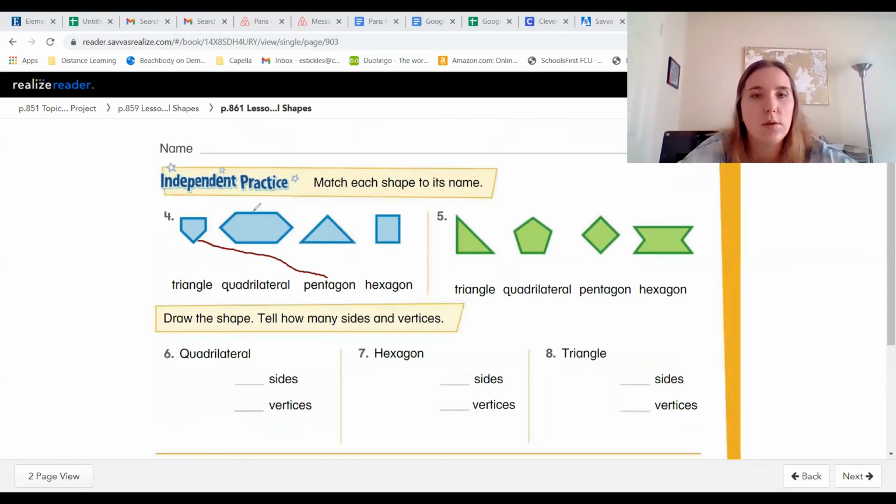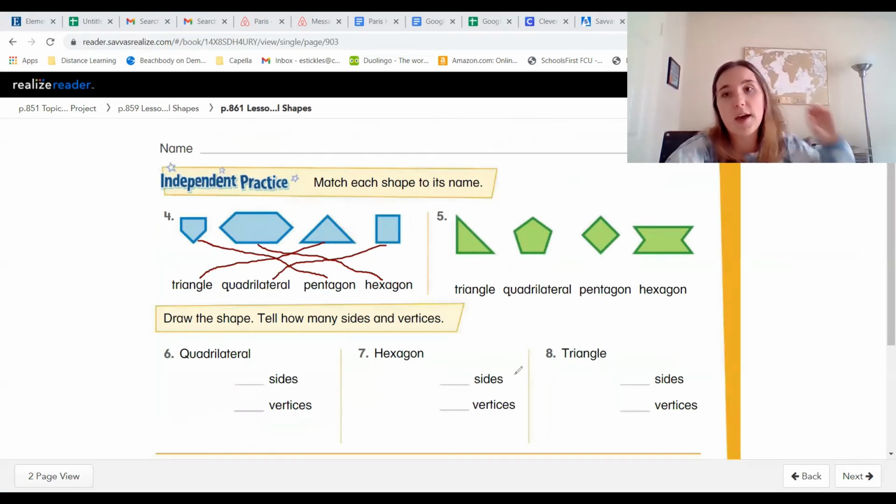This shape has 1, 2, 3, 4, 5, 6 sides. So that's a hexagon. This shape has 1, 2, 3 sides. So that's a triangle. And this one has 1, 2, 3, 4. So that has to be a quadrilateral. I want you to do number 5, match up your shapes with their names, and then come back to me when you're all done.